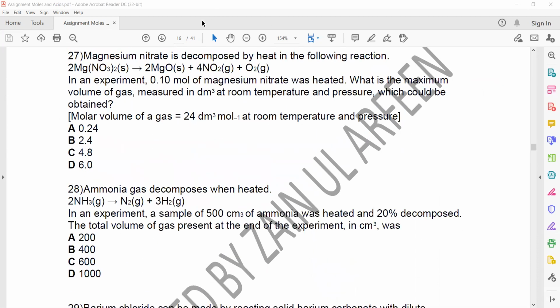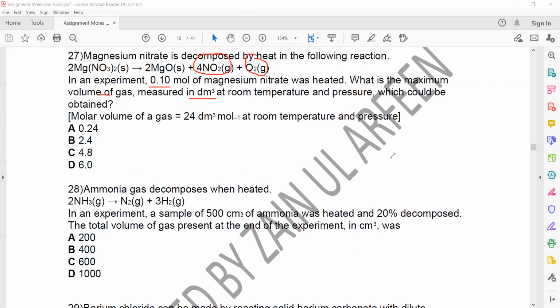In question 27, magnesium nitrate is decomposed by heating, and the following reaction is there. In an experiment, 0.1 mole of magnesium nitrate is heated. What is the maximum volume of the gas? So here, the two gases are there. One is nitrogen dioxide, one is oxygen.